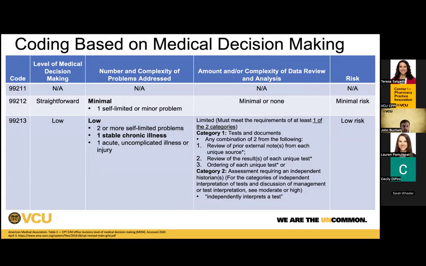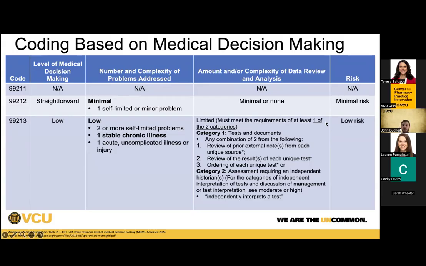It is a big topic, but I do want to highlight a few things. So remember, you have to meet two out of the three categories to be able to bill at this level. These categories are number and complexity of problems addressed, amount and/or complexity of data review and analysis, and the risk.